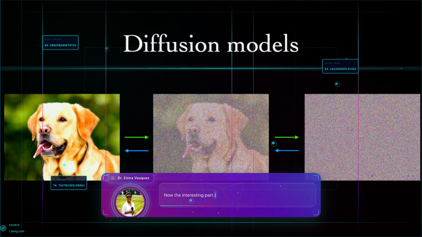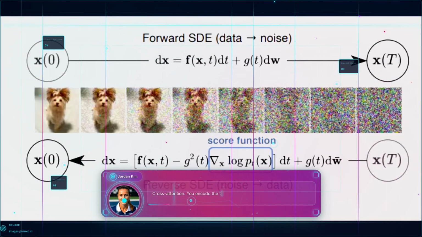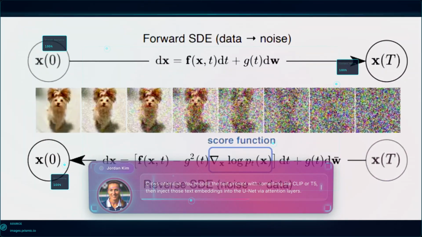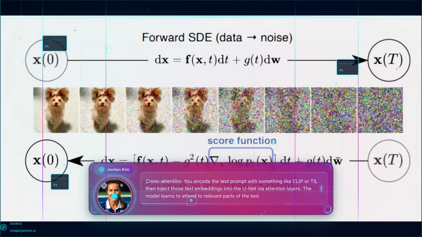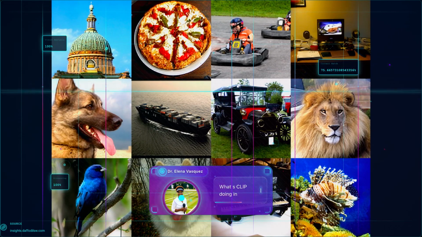Now the interesting part: how do you condition these models on text prompts? Cross-attention. You encode the text prompt with something like CLIP or T5, then inject those text embeddings into the UNet via attention layers. The model learns to attend to relevant parts of the text when denoising different regions of the image. What's CLIP doing in this pipeline?